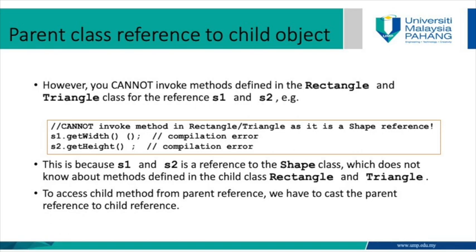So the parent reference does not know about methods defined in the child classes, the rectangle and the triangle. To access the child method from the parent reference, we have to cast the parent reference to the child reference first. Then after that you can invoke the method from the child class.